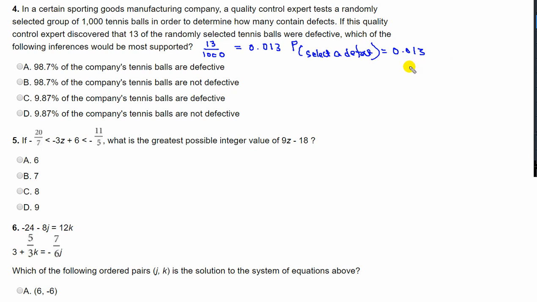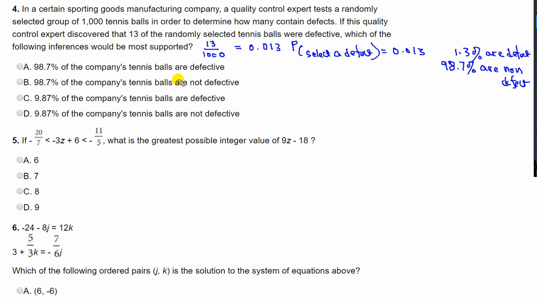Now the next thing is with this information, if I convert this into a percentage, it means to say if you take this information, 1.3% are actually defects. In other words, 98.7% are non-defective.